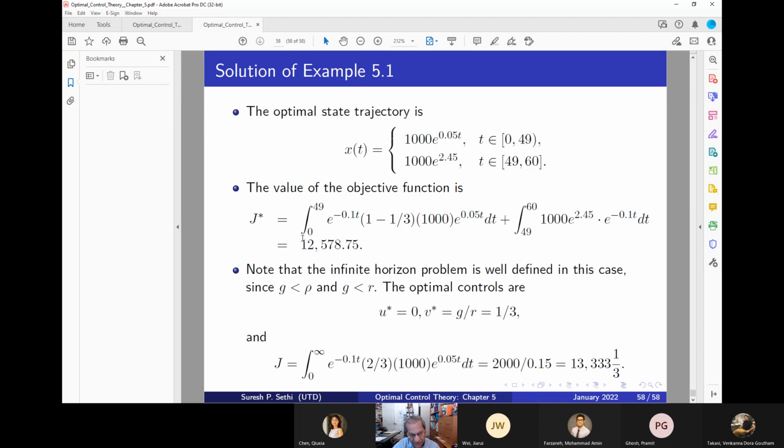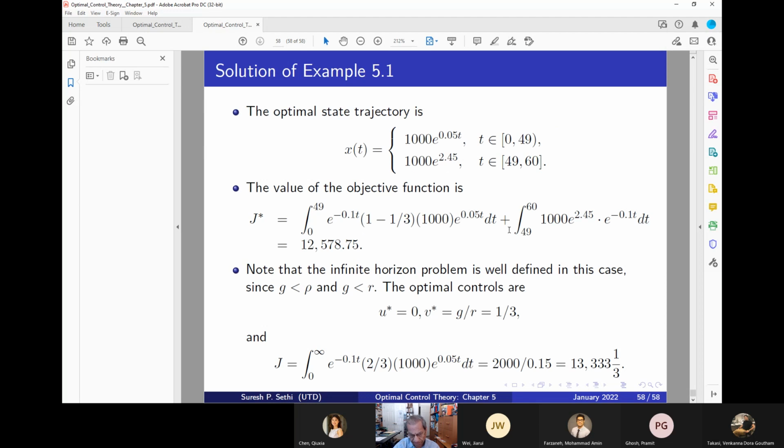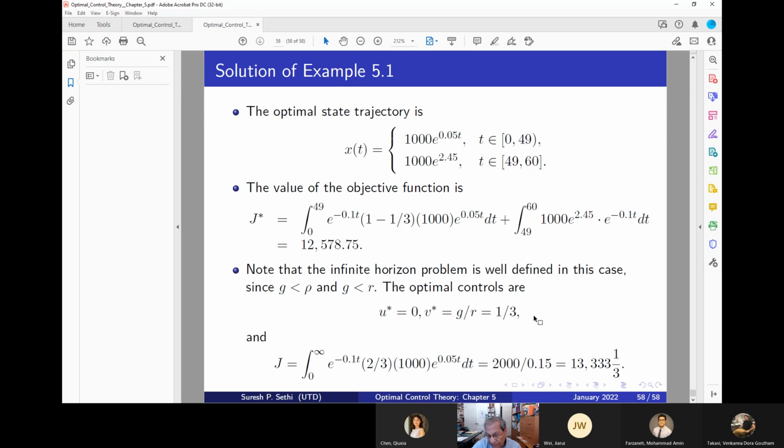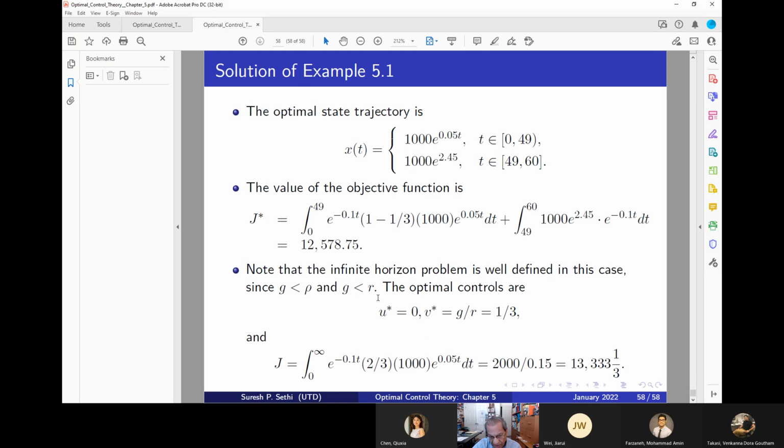The value of the objective function is this one from 0 to 49, and that one from 49 to 60, because we have 1 minus u minus v star. So we can put those values there and we get this. If you now put T equal to infinity, then the optimal solution is this. And remember now, there is no tau 1 anymore. So the optimal solution is 0, 1/3, all the way from 0 to infinity. Now you can integrate this quantity all the way from 0 to infinity, and you will see that the value is now that much.